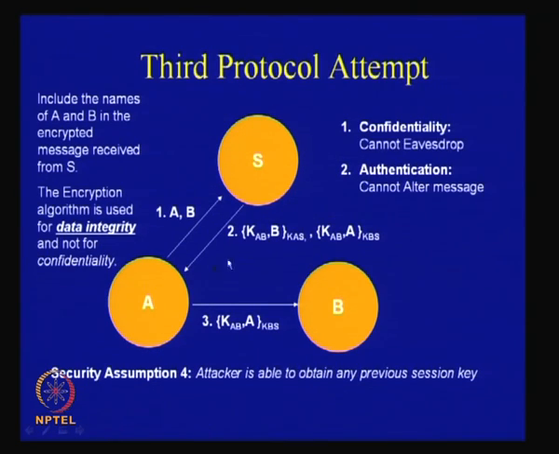So, what A does is that it just takes the second part, that is KAB and A, which has been encrypted by KBS, and just relays it back to B. So, the previous problem is quite nicely solved. Here we see that confidentiality is achieved because since encryption has been used, an adversary cannot eavesdrop, and authentication has been enforced because an adversary cannot actually alter the messages, right.